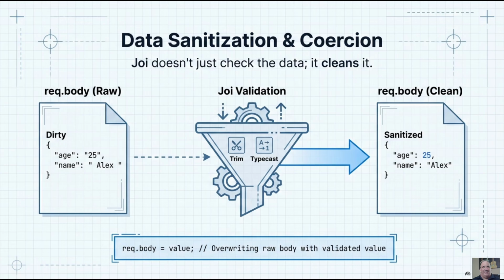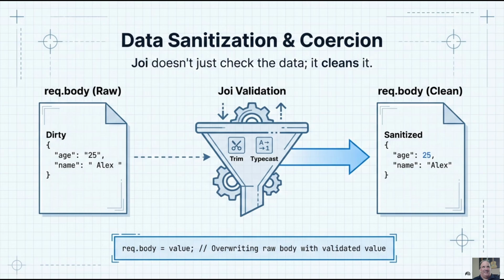Space, Alex, space. After Joi processes it, the age has been coerced from the string "25" to the number 25. The name has been trimmed to "Alex". The data on the right is clean, typed correctly, and ready for your database. This happens because of the line we talked about, request.body equals value. So we're not just using the original raw data anymore. We're using Joi's validated and transformed output.